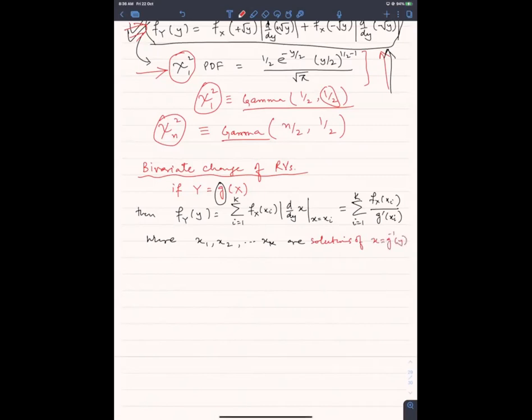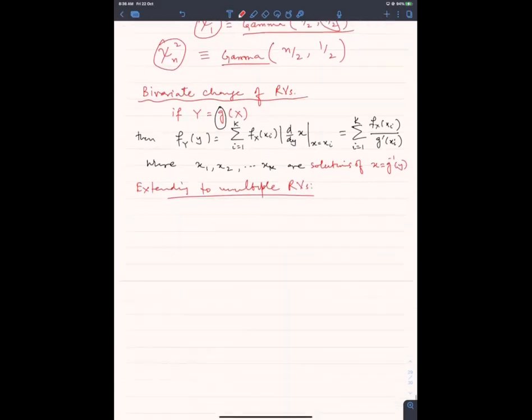ये कोई आपके पास एक्सप्रेशन है. फॉर एग्जांपल y is equal to x square में आपके पास x square is equal to y के क्या सॉल्यूशन होंगे? x is equal to plus square root of y and minus square root of y, जो ऊपर वाली एग्जांपल में हमने किया. Now extending to multiple random variables. अगर एक से ज्यादा random variables हो तो हम क्या करेंगे वहां पे?